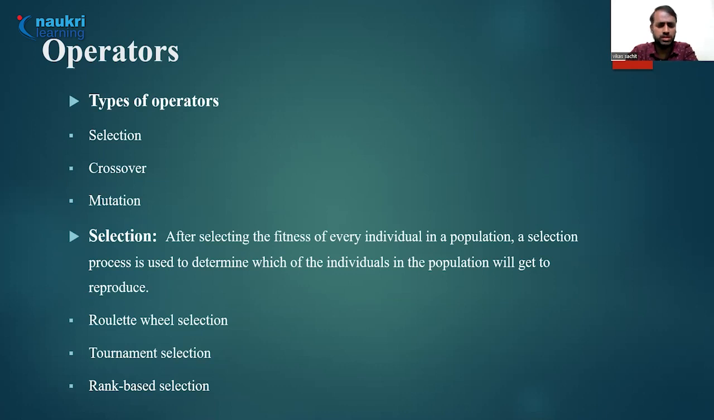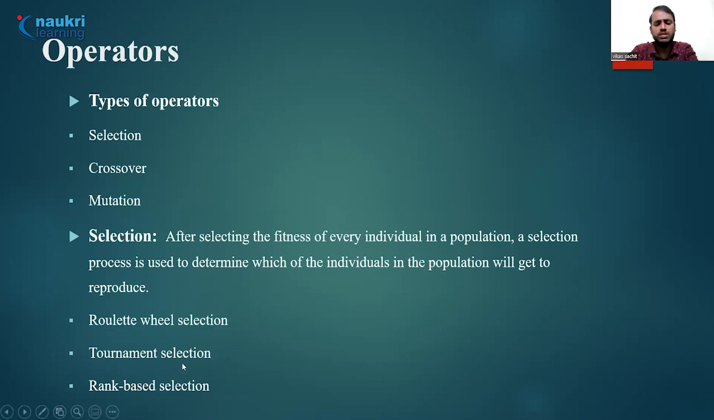There are many selection operators, out of which three are popular: roulette wheel selection, tournament selection, and rank based selection. In roulette wheel selection, there is a wheel which selects the one with the highest probability. For example, if there are 5 members, out of which A has 50% of the strength, then when the wheel is rotated, person A has a 50% chance of getting selected. This is all about roulette wheel selection.